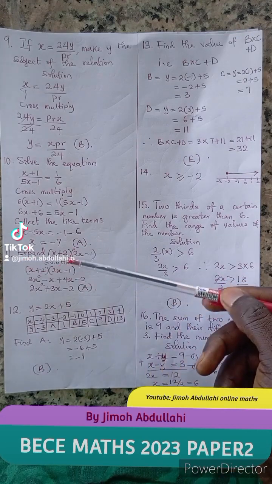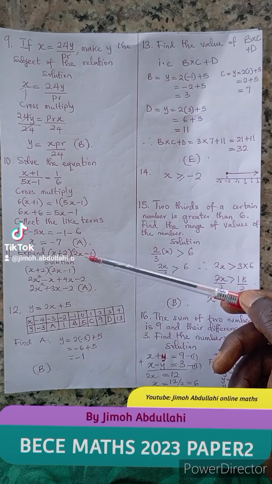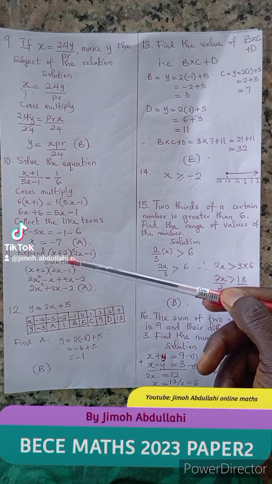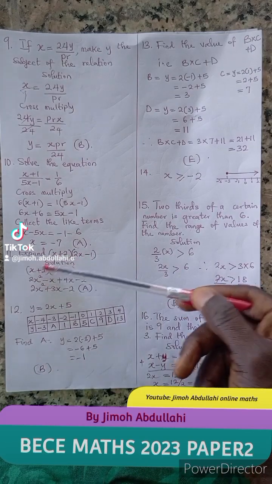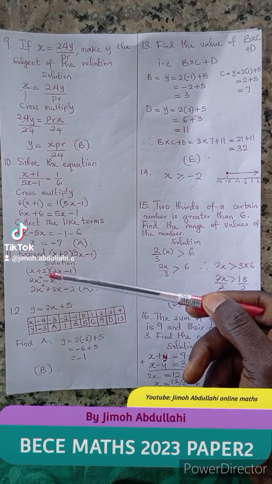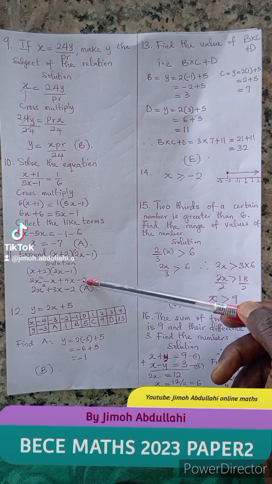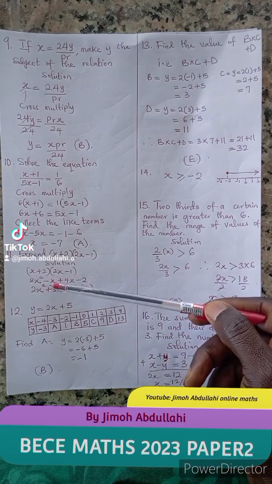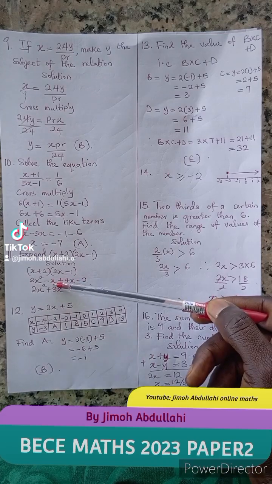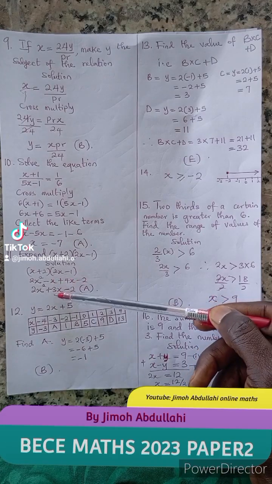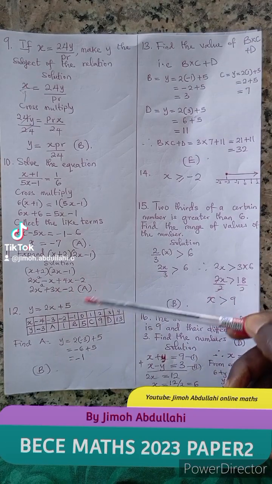Number 11, we have to expand (x plus 2) in brackets and another bracket (2x minus 1). So when you expand this, you're going to have x times 2x will give us 2x squared. x times minus 1 will give us minus x. 2 times 2x will give us 4x. Then 2 times minus 1 will give us minus 2. Now, 2x squared minus x plus 4x. Somebody is owing you 1 naira and he has 4 naira. If he paid 1 naira from the 4 naira he has, 3 naira will be left. Minus 2. So the option for the answer is A.